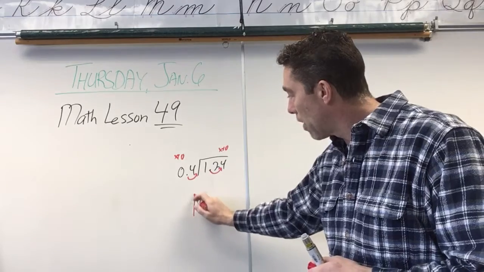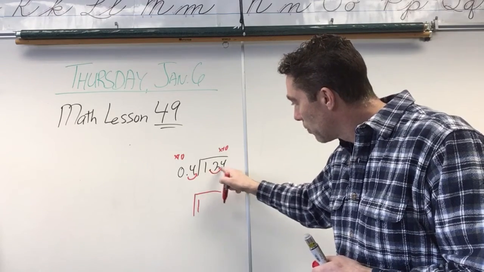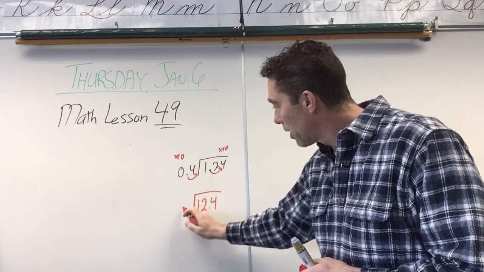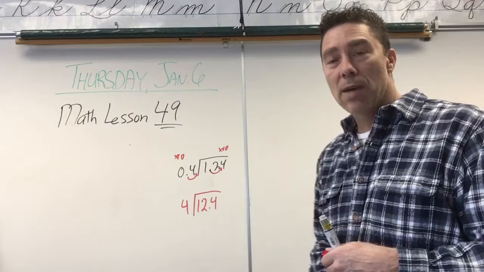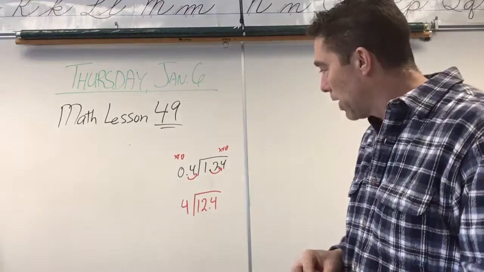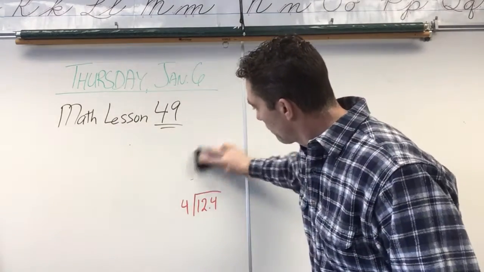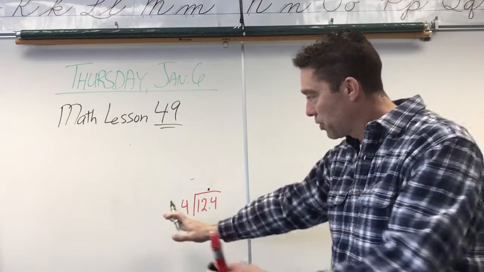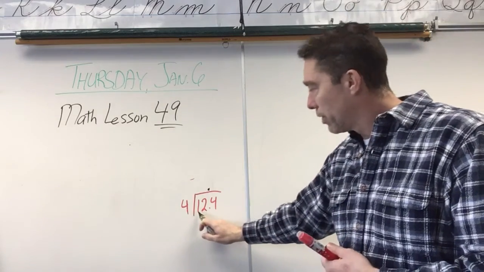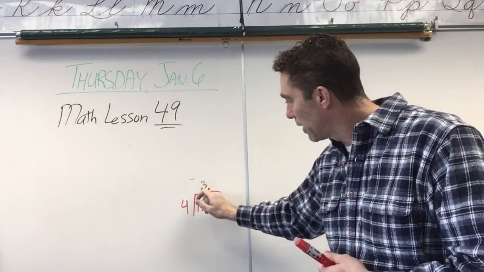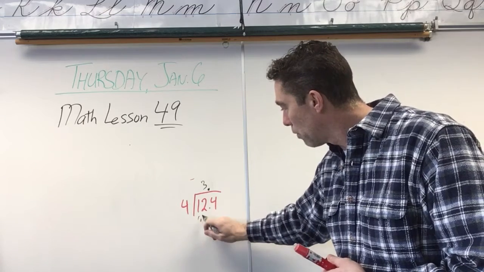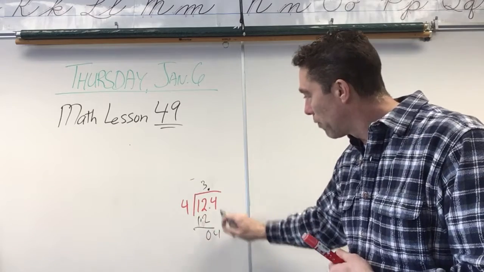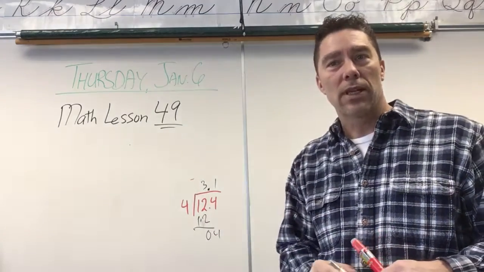Okay, now my new problem is 12.4 divided by 4. It makes it quite simple. Now all I do is put my decimal up right away, first things first, and then I just treat it like a normal division problem. 4 goes into 12 three times, 3 times 4 is 12, subtract, 0, bring down the 4, 4 goes into 4 once. 3.1, or 3 and 1/10.